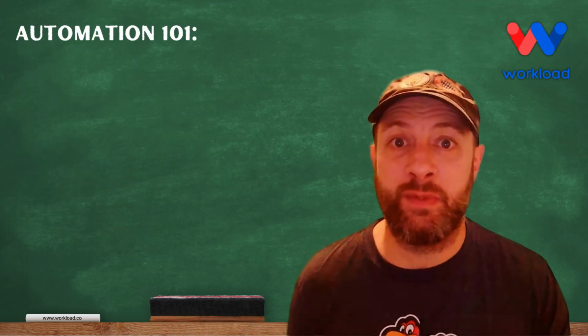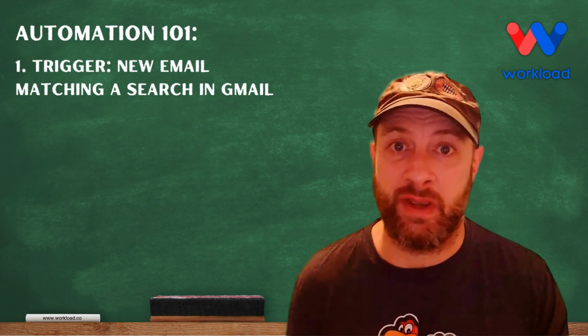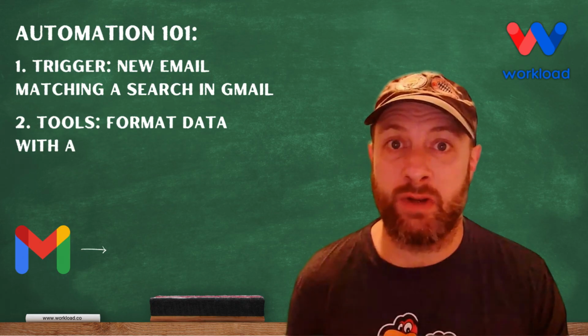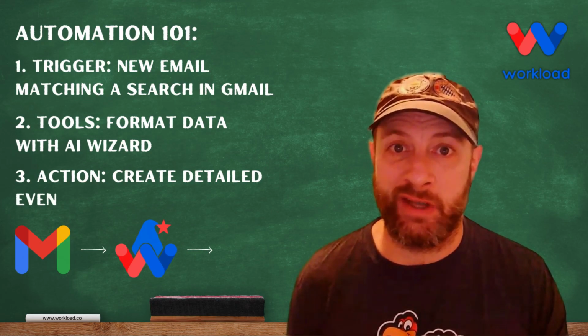In this video, we'll be building a workflow starting with a new email matching a search in Gmail. Then we'll be formatting the data using the AI Wizard by Workload before finally creating a calendar event in Google Calendar.